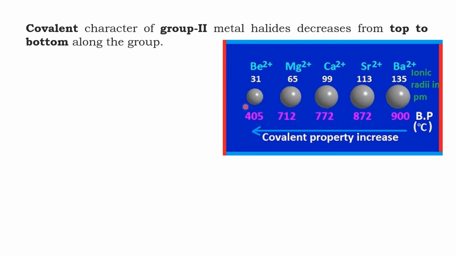That means Be2+ easily polarizes Cl- ions compared to Ba2+. For Ba2+, the size is greater, so polarizing power is small. That means the covalent character decreases. While for beryllium, the size is small, so the polarization is greater. Don't get confused. Greater the polarization, greater the covalent character.